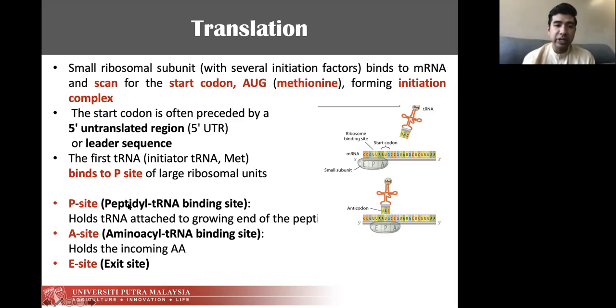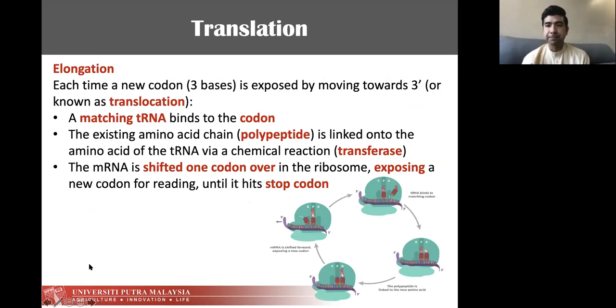Okay, so your P site stands for peptidyl tRNA binding site. Your A site is the amino acid tRNA binding site, and your E site is the exit site. Okay, EPA. P is for holding, A is for entering, E is for exit. So in elongation, each time a new codon of 3 bases is exposed by moving towards the 3' end, it is known as translocation. So it moves from one side to another. I call it sliding of your ribosomal subunit along your mRNA.